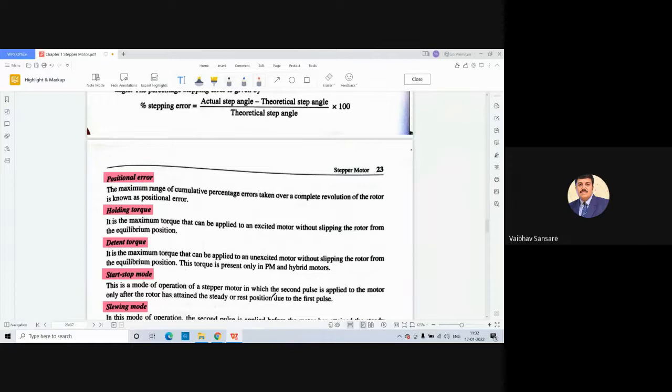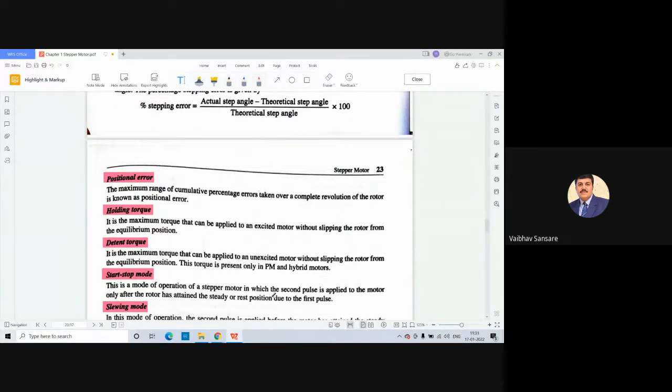Now what is the meaning of slipping of the rotor from equilibrium position? If we apply torque above the holding torque, then definitely the rotor will move from its equilibrium position in one particular direction, either clockwise or counterclockwise, depending upon the direction of the applied torque. So the maximum permissible torque which can be applied to such an excited motor without slipping of the rotor from its equilibrium is generally termed as the holding torque of a stepper motor.